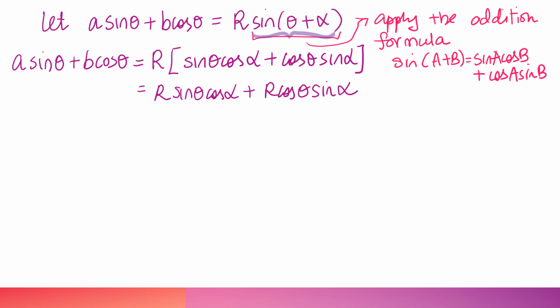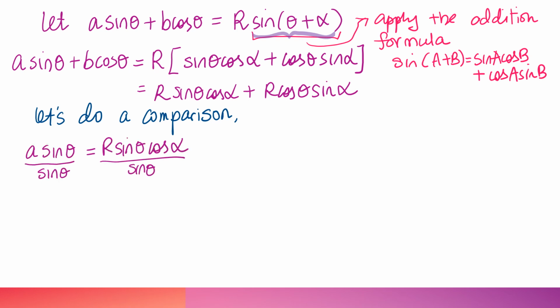All right, so the next step is that we're going to do a comparison of similar terms on the left with similar terms on the right. So in this case here, you can let a sine theta equal r sine theta cos alpha. And why do we want to divide by sine theta on both sides? Because there are two unknowns here that we have to find. We have to find the formulas for these two unknowns: one is the formula to find r, and the other is the formula to find alpha.